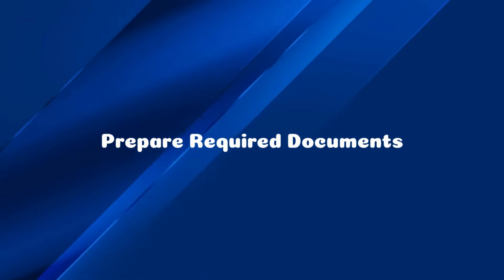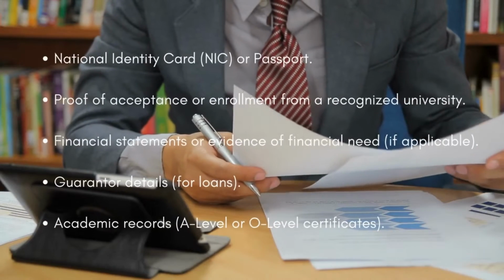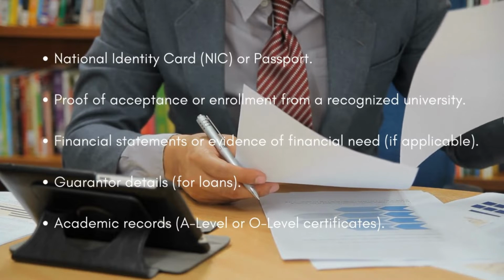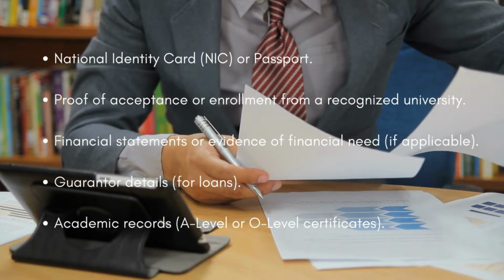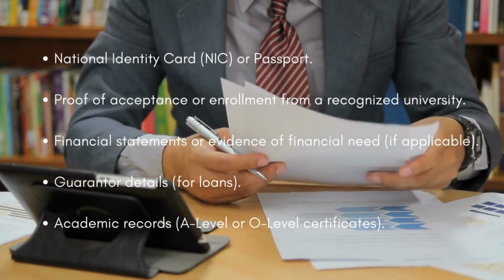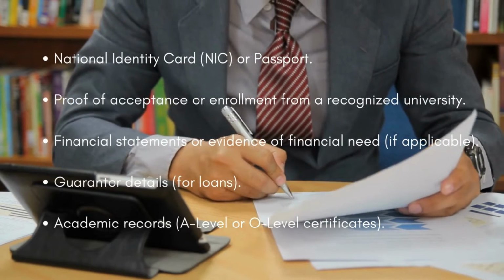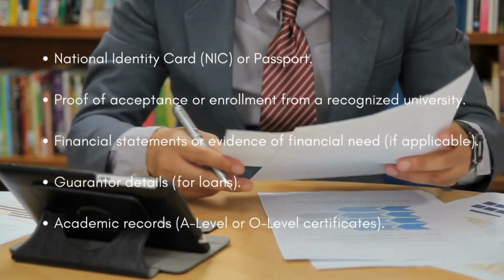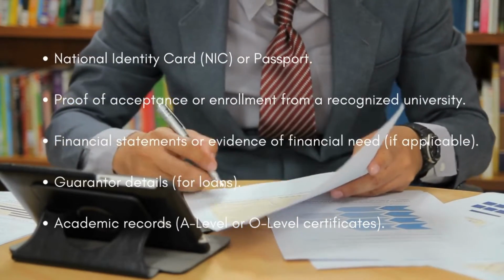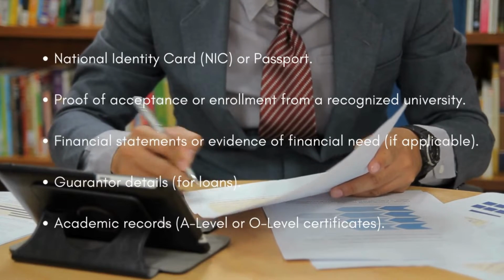Step 2. Prepare required documents. Gather these documents before starting your application. National Identity Card or NIC or passport. Proof of acceptance or enrollment from a recognized university. Financial statements or evidence of financial need if applicable. Guarantor details for loans. Academic records, A-level or O-level certificates.